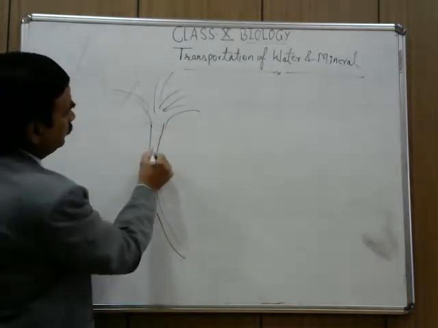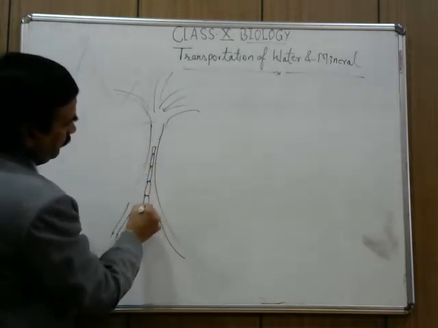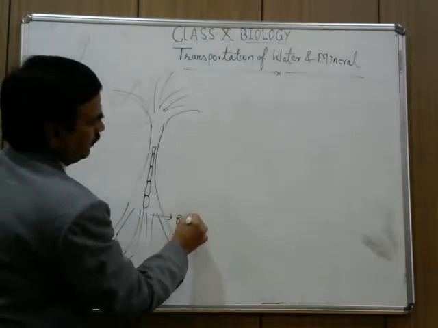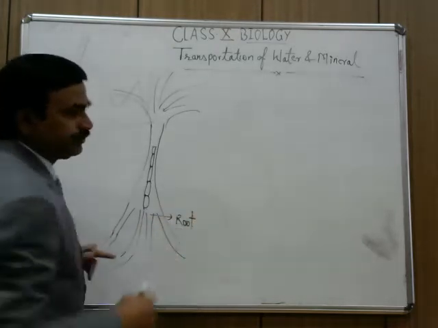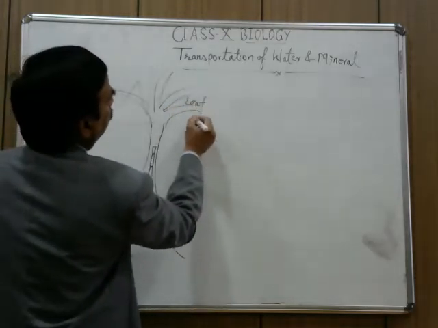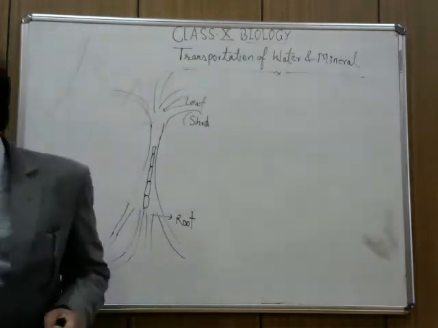Simply you can understand: the lower part is the root system, and this is the leaf, the shoot system.